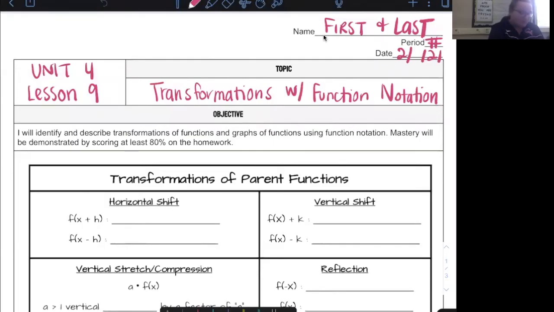So today we're going to be doing Unit 4, Lesson 9. Please make sure that you put your first and last name, period, and the date in the upper right-hand corner. Today's topic is transformations using or with function notation.